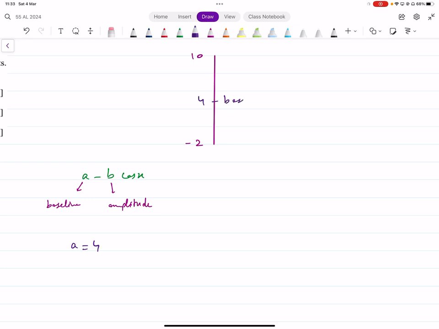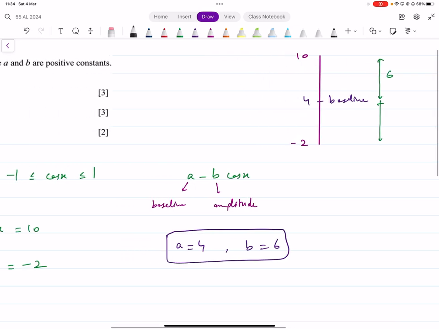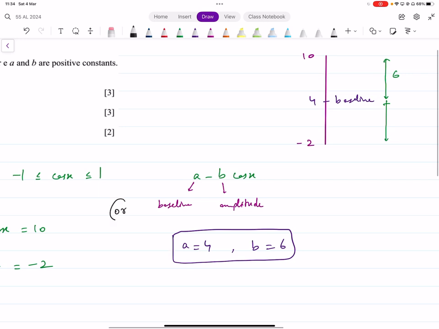Baseline आपकी ये आ गई. Then what about the amplitude? Amplitude is baseline से maximum minimum का distance कितना होता है? कितना distance है? 6 units. So the value of b therefore is 6. So that's another way of thinking about this. A equals 4 and b equals 6. You could just write down these values directly if you wanted, and that will be fine as well.